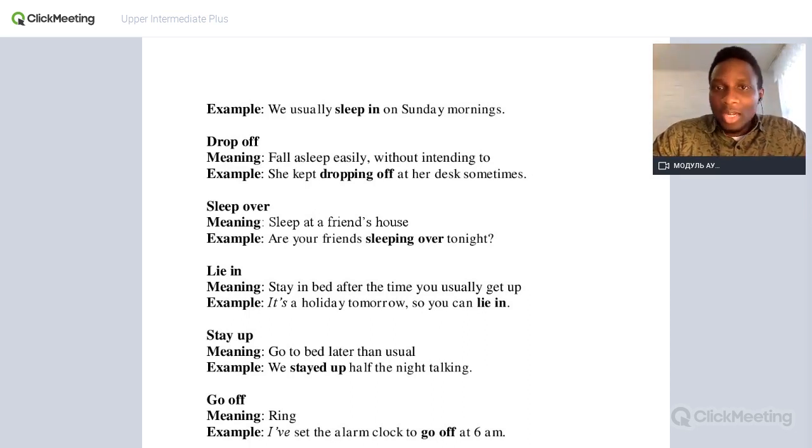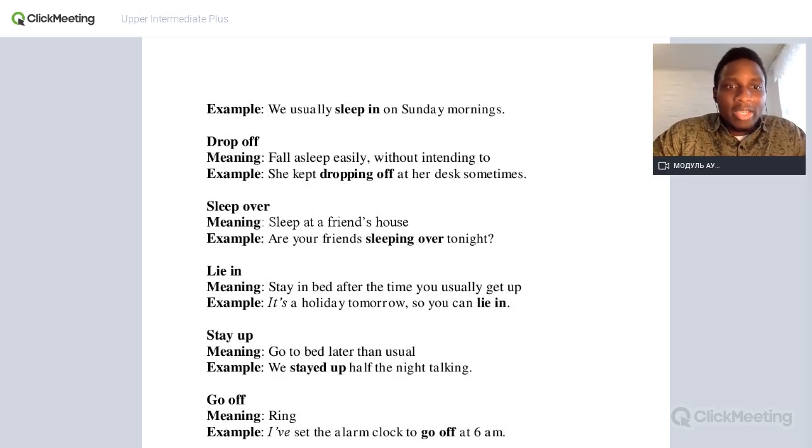Then we go to the next one. It's talking about lie in. Lie in means you stay in bed after the time you usually get up. A very good example is sometimes when we wake up in the morning, the first thing you do is take your phone. Many of us use social media, so you don't get up from bed, you just wake up, grab your phone, go to your IG account or Facebook, and just sit on your phone. So it means you wake up and then you stay in bed.